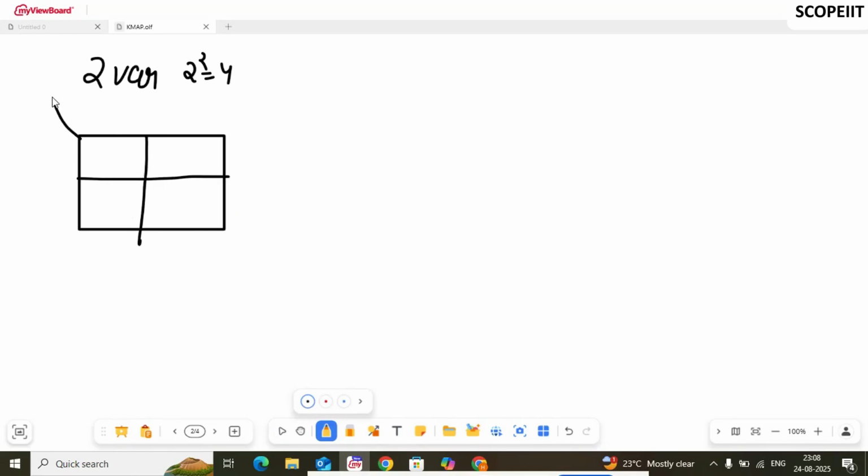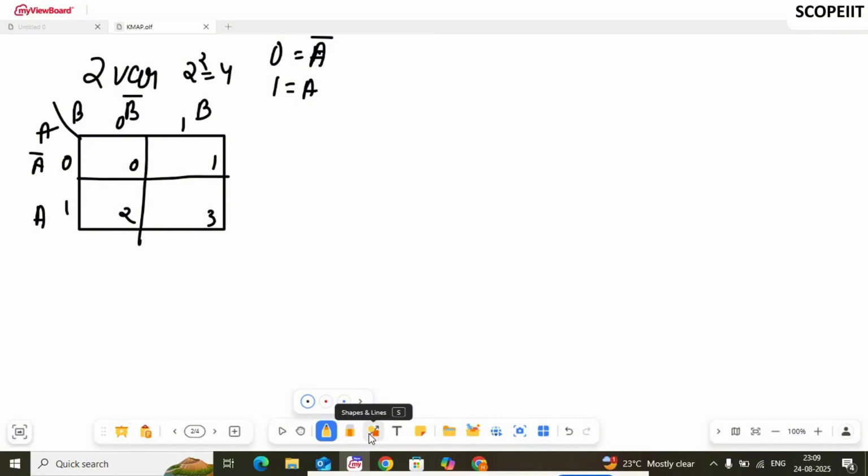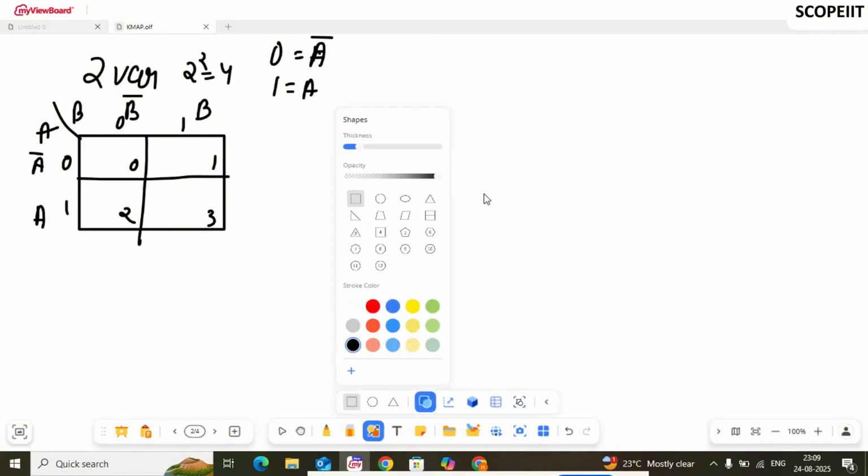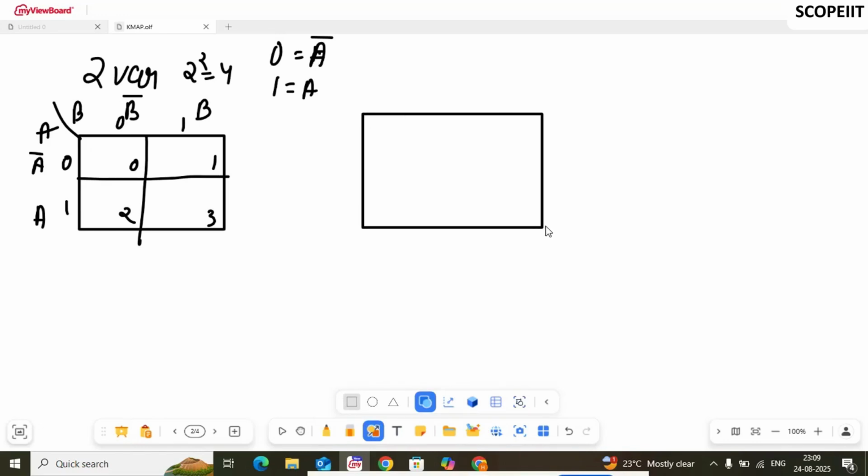Now here we have 2 variables, so we'll take A and B. For a single variable, it will be 0 and 1. Here also, for a single variable, it will be 0 and 1. Remember this: if it is 0, that means we will have a bar, and if it is 1, that means we will have no bar. So here 0 means B bar and 1 means no bar. Similarly, here 0 means A bar and 1 means no bar, it will be A. How to write the numbers? 0, 1, 2 and 3. So this is the way we can construct a K-map for 2 variables. Now, how to construct the K-map for 3 variables?